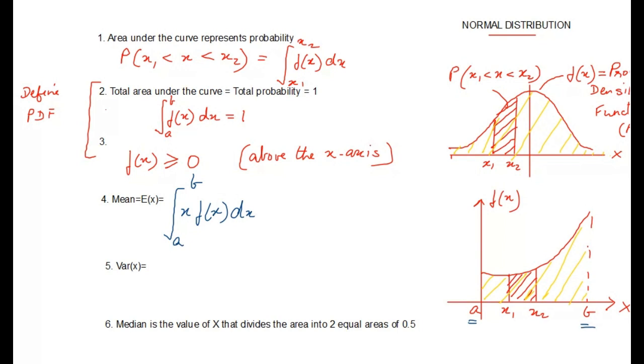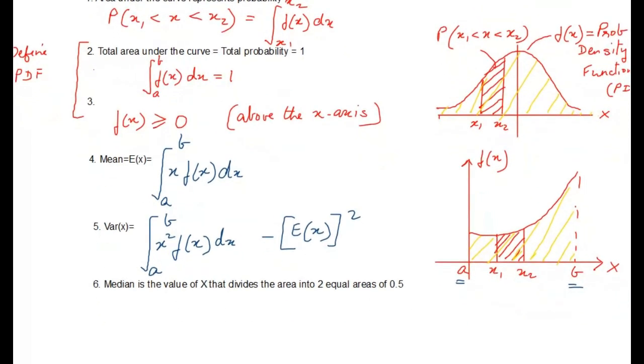Similarly, variance, the formula is again given in your MF19. Integrate between a and b, x squared f of x dx, and from that you subtract the mean squared, E of x the whole squared. So these two formulae, you just need to know how to use them. You don't really have to learn them by heart because they're available on your formula sheet.